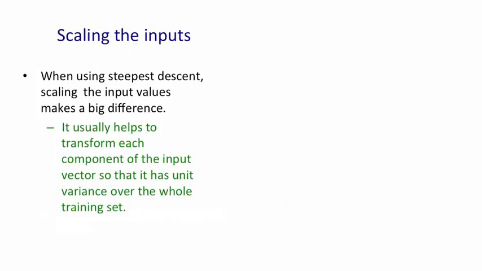Another thing that makes a big difference is scaling the inputs. When we're using steepest descent, scaling the input values is a very simple thing to do. We transform them so that each component of the input has unit variance over the whole training set, so that it has a typical value of 1 or minus 1.